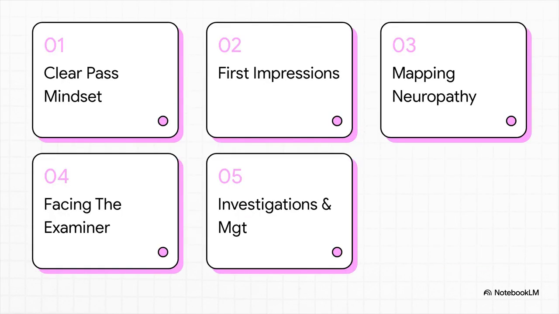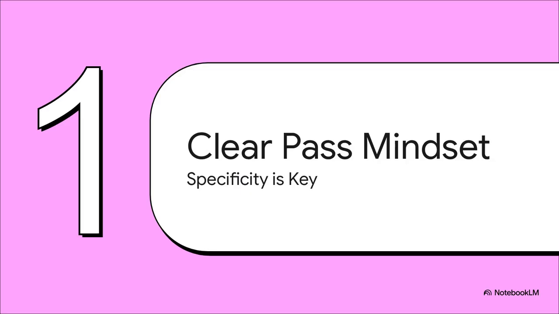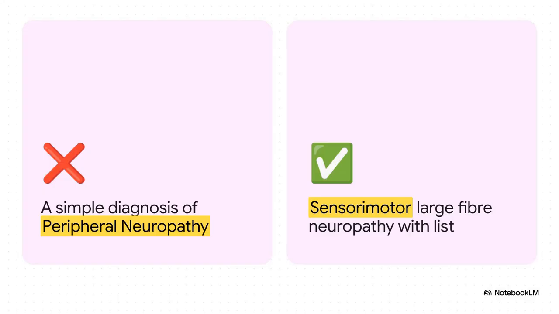We'll start with the clear pass mindset, move on to those crucial first impressions, then map the neuropathy, face the examiner, and finally wrap up with investigations and management. Okay, section 1, the clear pass mindset, where specificity is absolutely key. Specificity really is your golden ticket here.